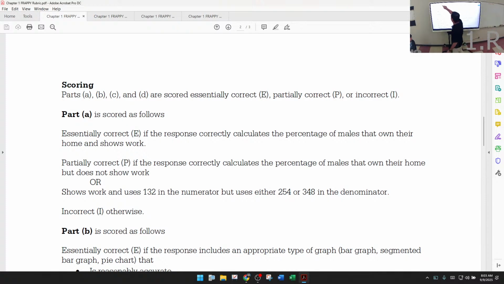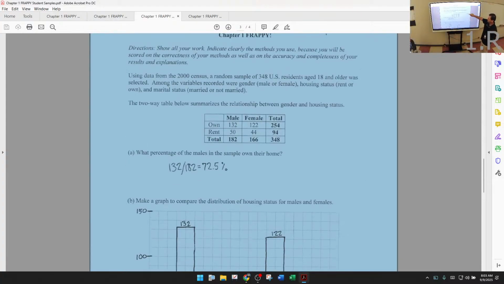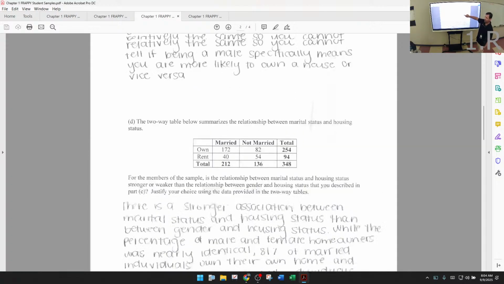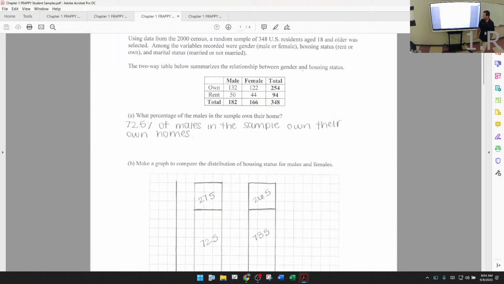Real quick, let's look at student examples. I don't know why it's blue. 132 out of 182, 72.5%. E, P, or I? Good? Yeah, E. Does it matter how many decimals you go? Yeah, I was getting ready to say that. I'm getting ready to go over that. And then this one here, 72.5 of the males. E, P, or I? P, what are they missing?